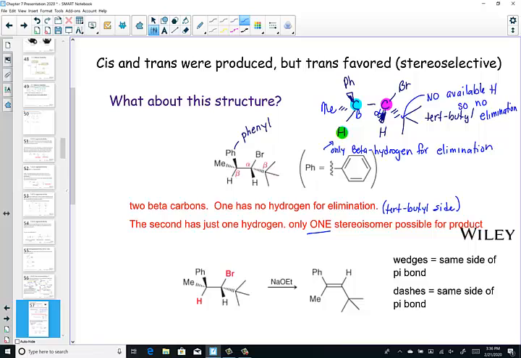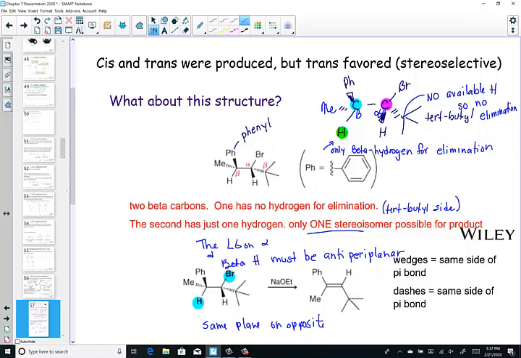This is the condition. The leaving group, which is on the alpha, and the beta hydrogen must be, and we'll say it's, anti-periplanar. And we're going to write this over and over in the next several slides. That means they have to be in the same plane on opposite sides.